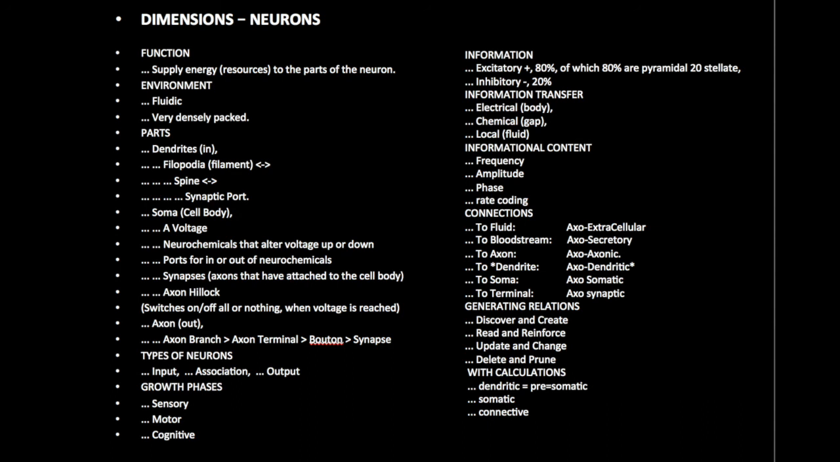There are 3 types of neurons: input, association, and output. They pass information by excitatory and inhibitory means, with 80% of the cells being excitatory. They transfer information electrically, chemically, and locally. The information content they process is firing, frequency, amplitude, phase, and rate coding. Their connections are to fluid, to the bloodstream, to the axon, to the dendrite, to the soma, and to the terminal. They generate relations: discover and create, read and reinforce, update and change, delete and prune. And they have growth phases, which evolve with us, with our bodies, as sensory, then motor, then cognitive. So that's it for neurons.